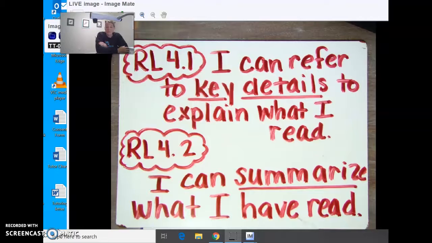When we use those key details to summarize, a summary is a short retell. So if someone says, tell me about your day, you're not going to go through step by step, minute by minute, hour by hour, and tell them every single thing you do. You're going to tell them the things in your day that were important to you that affected how your day went. So key details and summarizing.